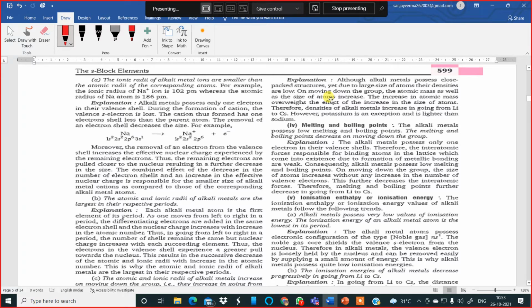But remember, there's an exception over here. Potassium is an exception and is lighter than sodium. Potassium is lighter than sodium. This is an exception, keep it in mind. Questions have been asked from here.